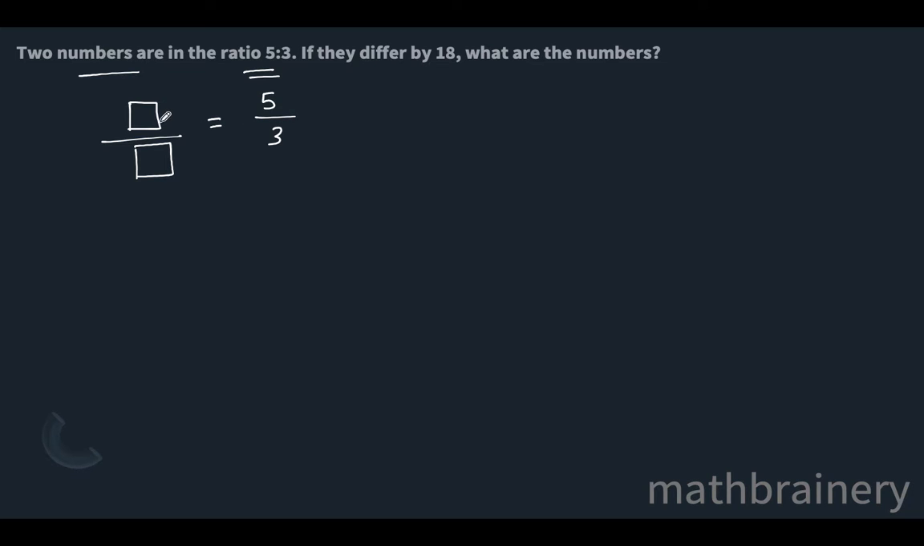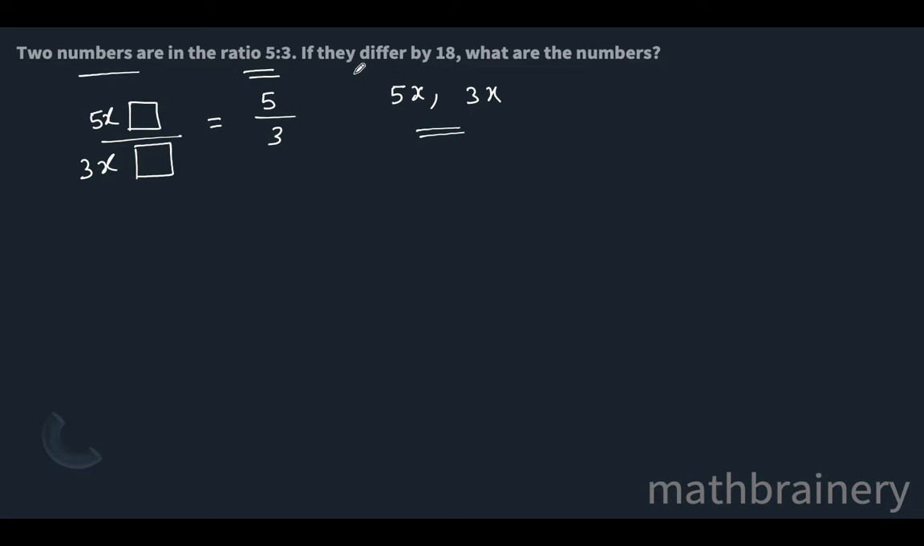Now I can assume the first number as 5x and the second number as 3x, so that when we divide these two, the common factor x will be cancelled, leaving us with 5 and 3. That is the reason when we have two numbers in the ratio 5:3, we can assume the two numbers as 5x and 3x. Okay. So, now we assume the two numbers as 5x and 3x.